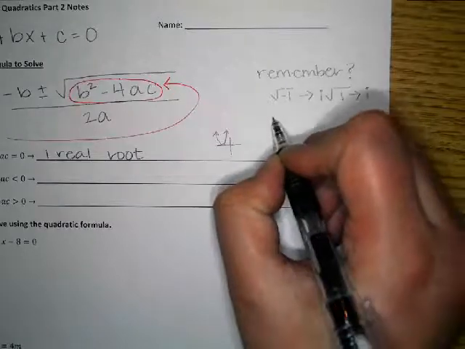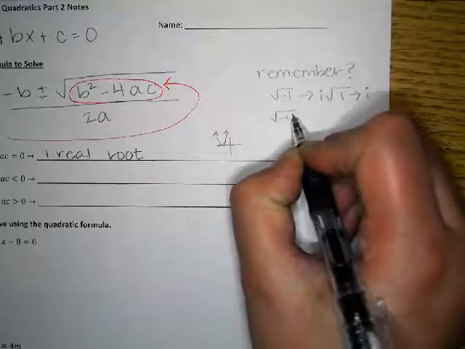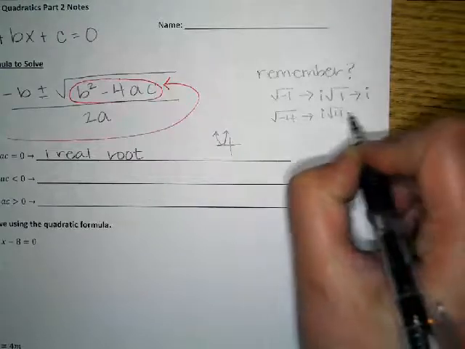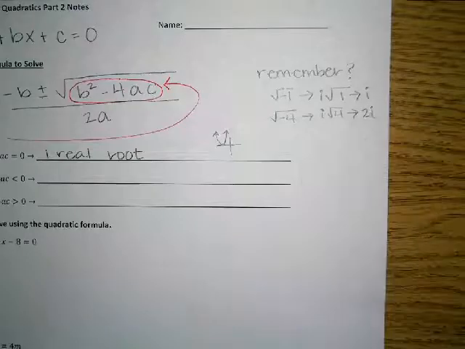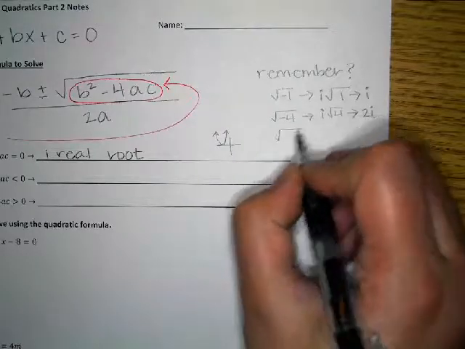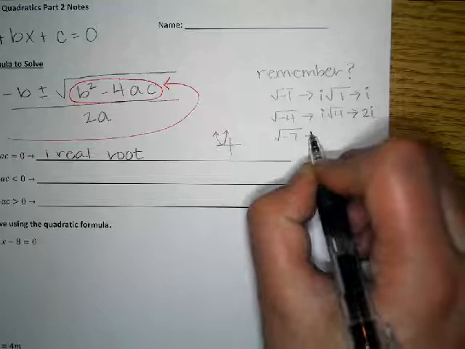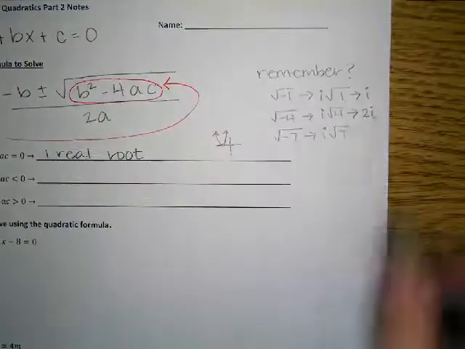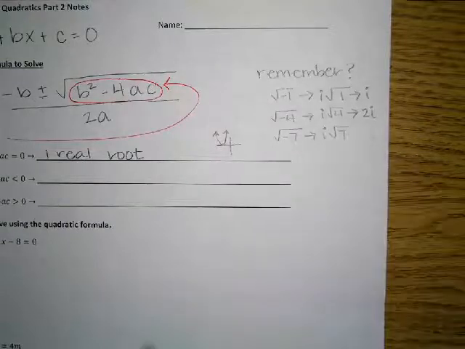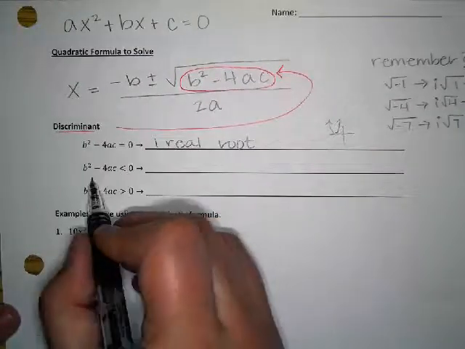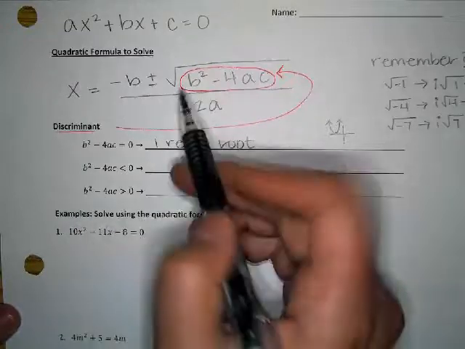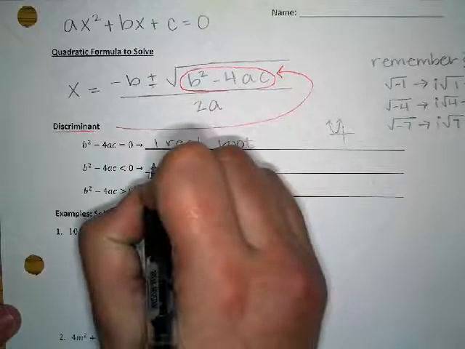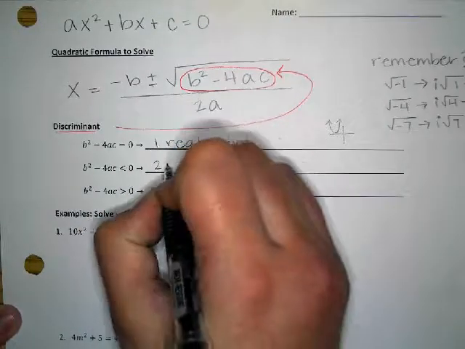So if you had something like the square root of negative 4, you would say, okay, that's i times the square root of 4, and so that answer would just be 2i. Or if you had the square root of negative 7, you would say that's i times the square root of 7. So this is something that we learned in Math 2, and that is what would happen if you had a negative discriminant. Because there's a plus or minus in the problem, you would have two answers, but they would be imaginary.